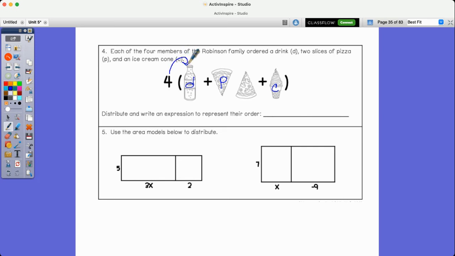My 4 goes to my D. How many do I have? 4D. Now, my 4 goes to my P, but how many P's do I already have? I have 2 of them. So what is 4 times 2? That is right. That is 8. So it's 8P. 8 pieces of pizza, right? Because everyone ordered 2 pieces. And then I'm going to take my last one and go get my ice cream cone, and I get 4C.